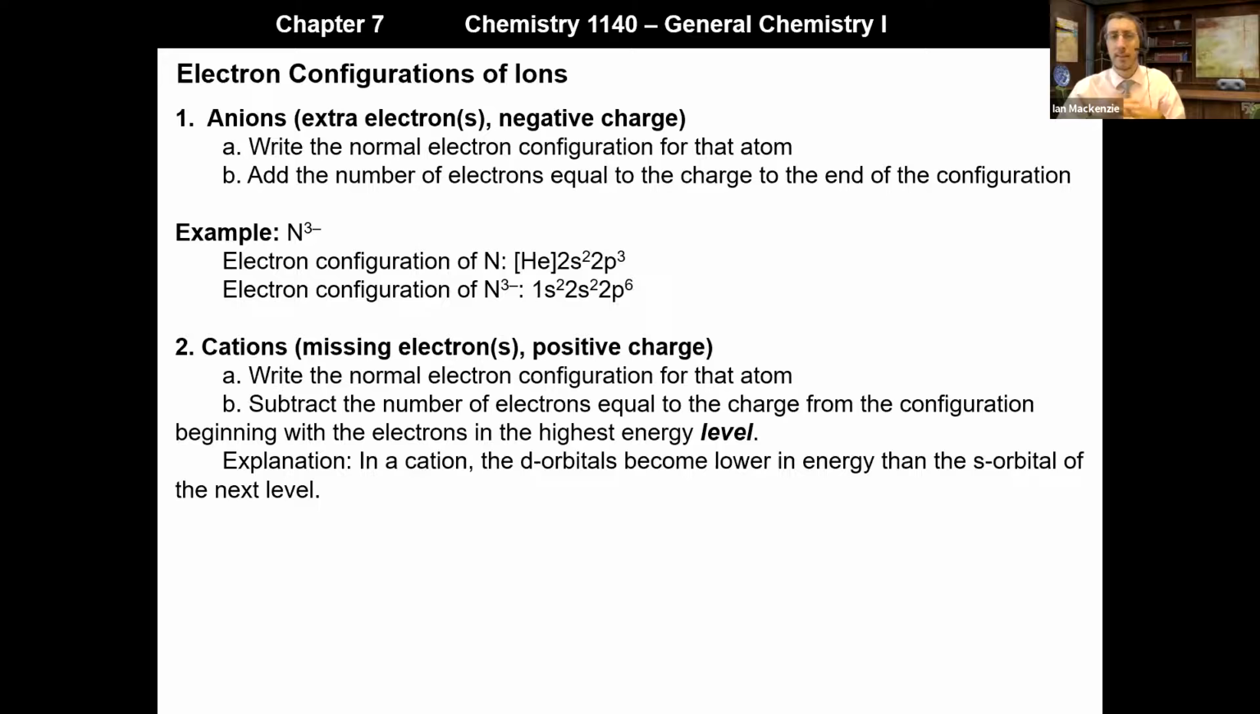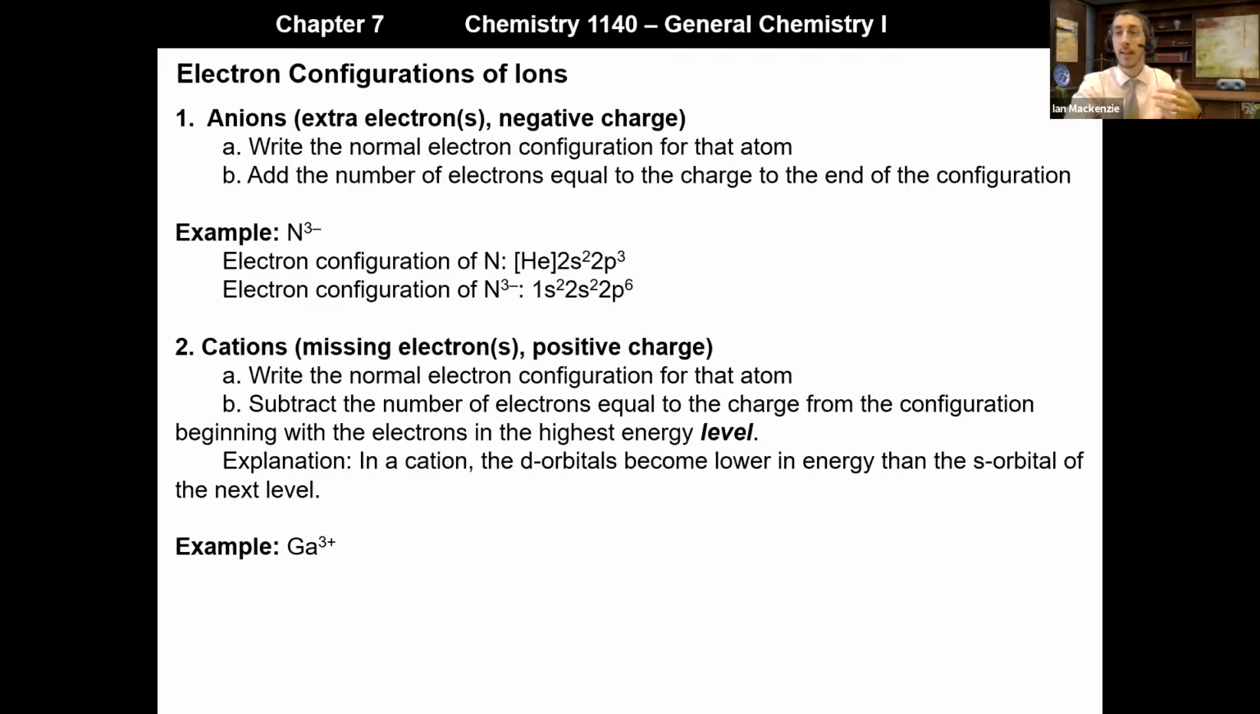Well, the explanation for that is in a cation, so once we've started to lose electrons, the d orbitals, if there are any present, are actually lower in energy than the s orbital of the next energy level. Remember when we drew out the electron configuration for neutral atoms, the d orbital of one level was actually slightly higher in energy than the s orbital of the next energy level. Well, in cations, that no longer becomes true. Those switch back again. So the d orbital is now lower in energy than the s of the next energy level. And as a result, we lose electrons from the highest energy level first.